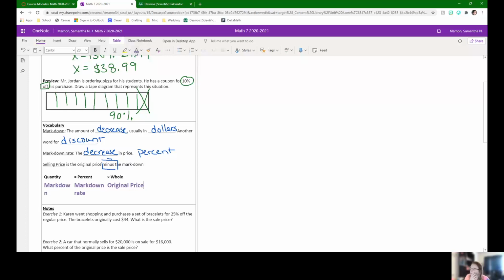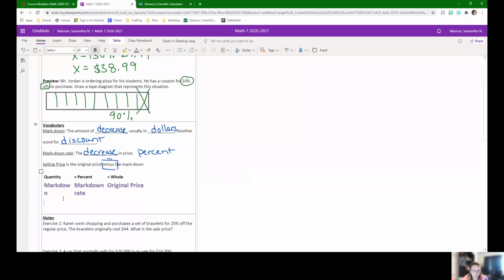So whatever it was originally selling for before the markdown. So let's insert a new row. Let's talk about, so if maybe instead of just figuring out how much it went down, so if we did, like for the preview question, the 10%, if we did 10% of whatever he sold or whatever he bought, that would be the amount marked down.